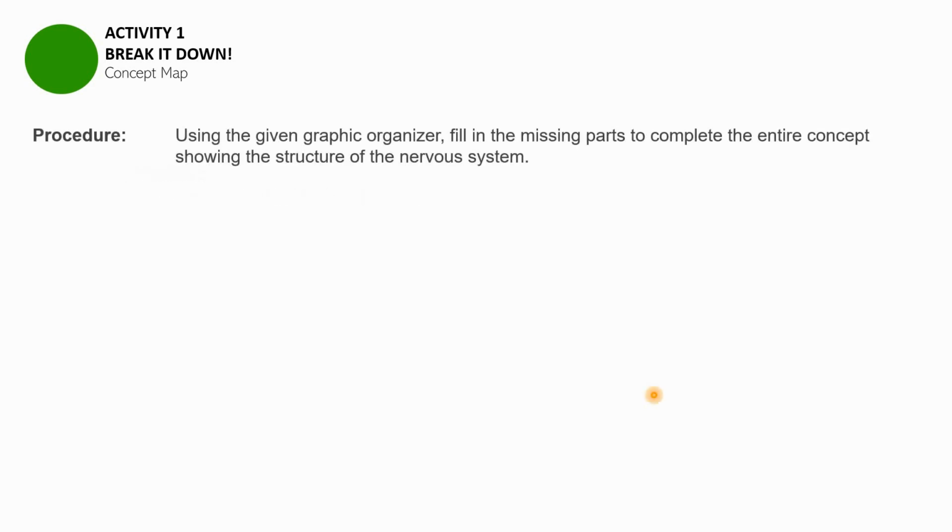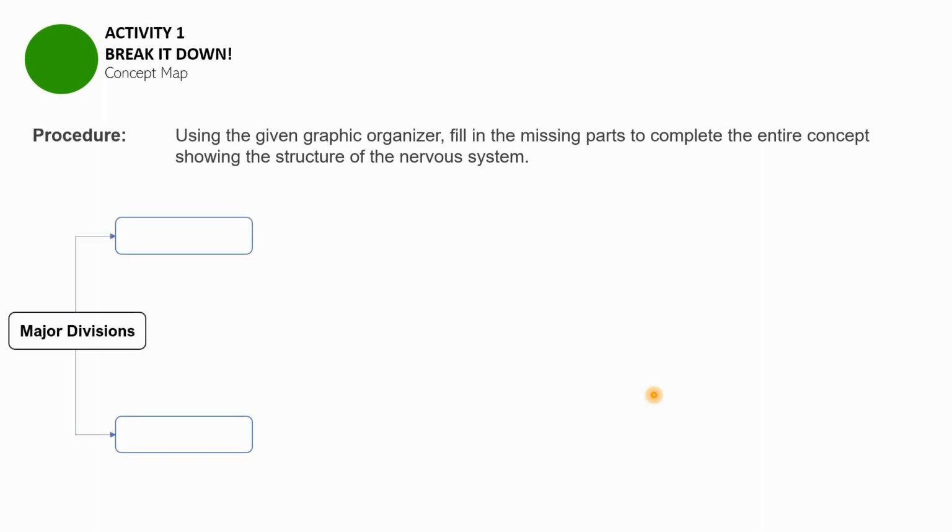For the procedure, you will use the given graphic organizer, and all you have to do is simply fill in the missing parts to complete the entire concept, showing the structure of the nervous system. So I will be showing you the following, and then you are just simply going to fill in the missing information. So you're familiar with the two major divisions of the nervous system, and each of those divisions has main divisions or main components.